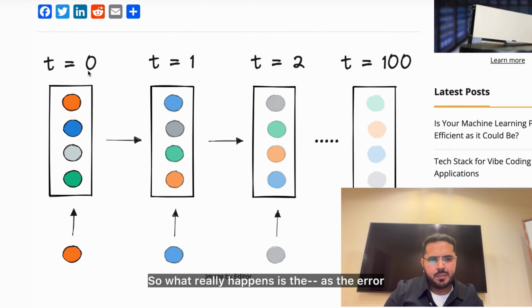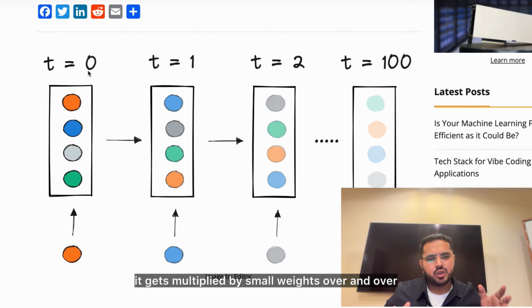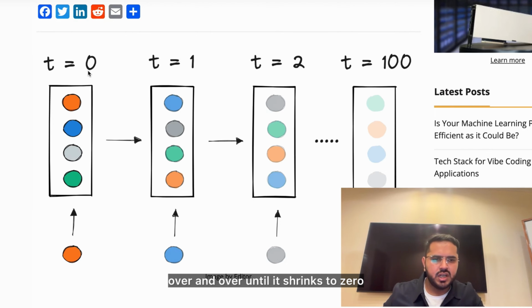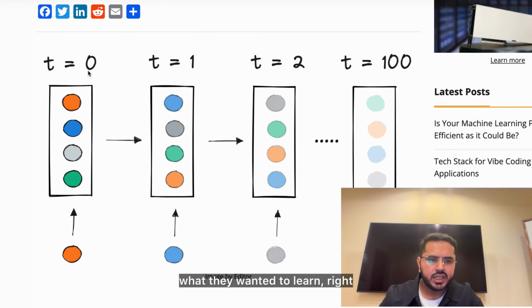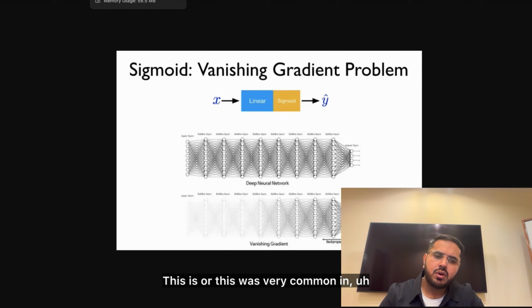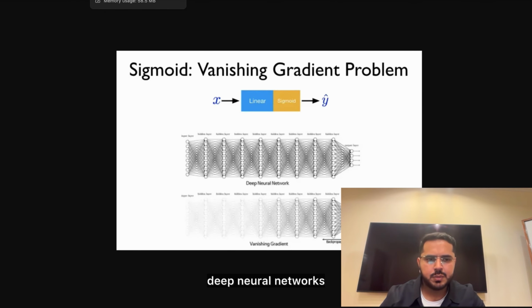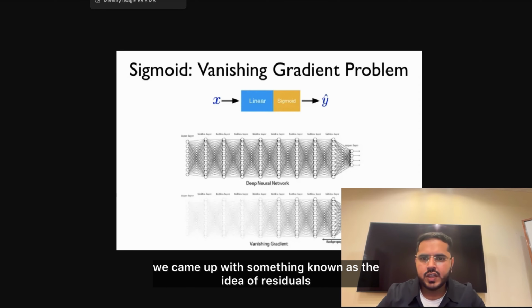What really happens is that as the error signal travels backward during back propagation, it gets multiplied by small weights over and over until it shrinks to zero. The early layers never hear the main juice, the main secret of what they wanted to learn, right? This is basically the vanishing gradient problem. This was very common in deep neural networks until, I think, 2015, when we came up with something known as the idea of residuals.